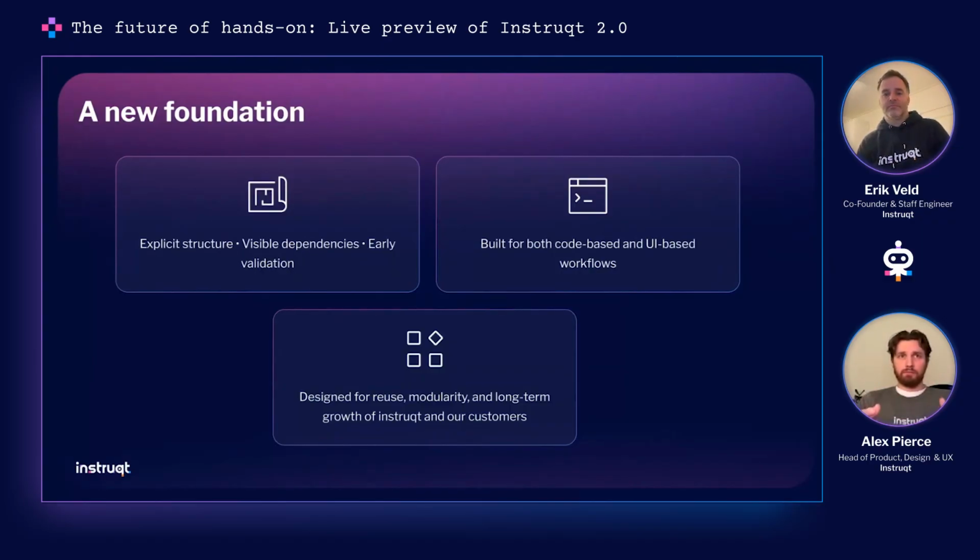So the foundation focuses on an explicit structure, right? Making it clearer, making those dependencies visible and understandable. It focuses on earlier validation. You as a builder want feedback faster, and you want that feedback to be actionable. You want to understand exactly what steps to take to fix it. And then we've also focused on improving the workflows so that it supports both code-based users and UI-based users, so that you can collaborate effectively and also manage change more effectively.